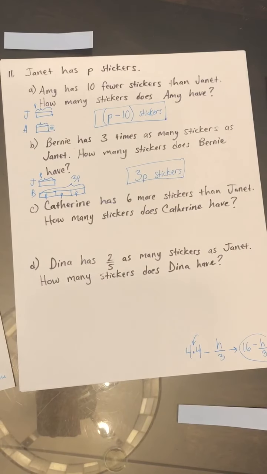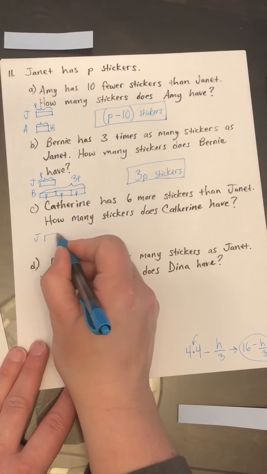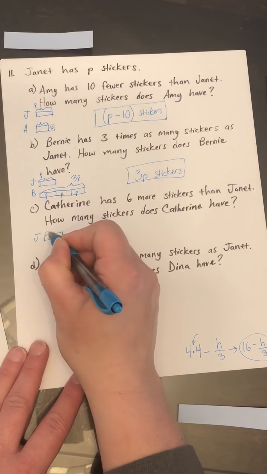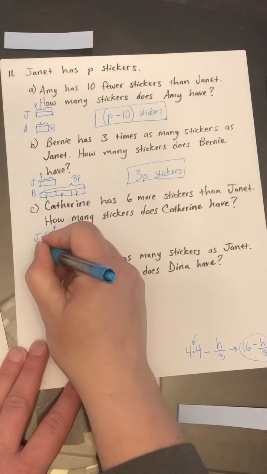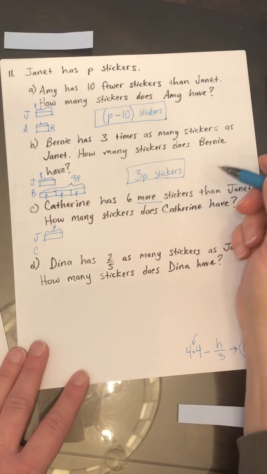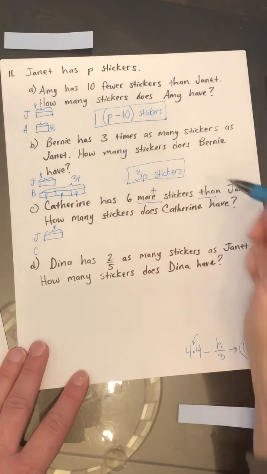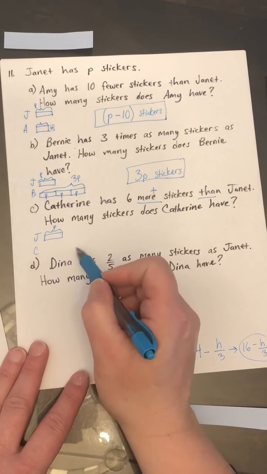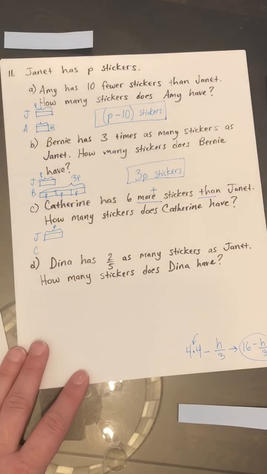Part C, Catherine has 6 more stickers than Janet. How many stickers does Catherine have? I want you to start again with Janet, and I want you to show me her bar model. And if you remember, she still has the same number of stickers. Catherine, it says that she has 6 more stickers. Oh, more than, in fact. Well, that's on our notes, and it tells us that we need to add somehow. So I'm going to let you think about how that bar model should look, and I'm also going to let you get me to a good answer.